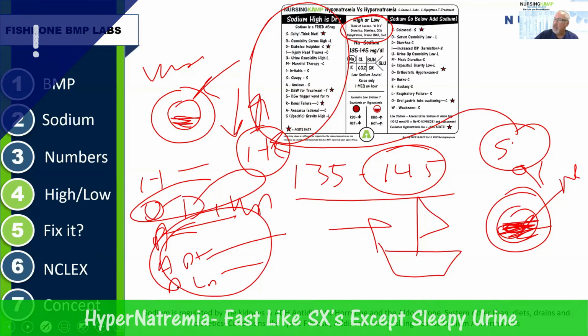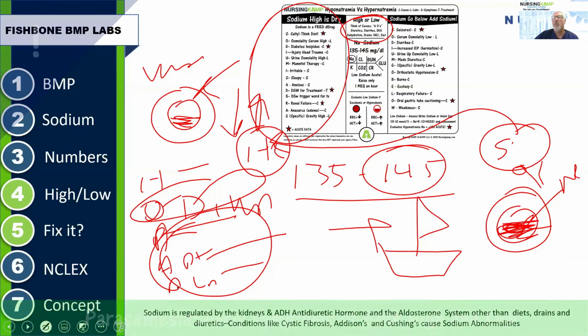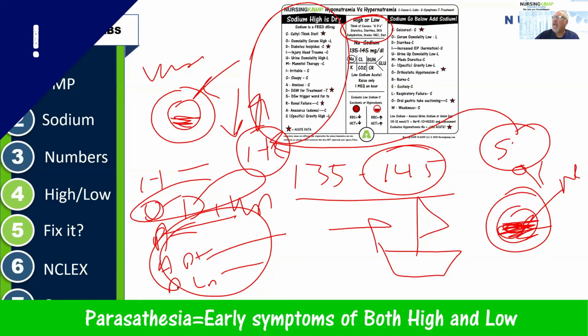Or sleepy. They start to get sleepy, because it has to do with sodium and potassium and calcium, because they all relate together. That's all about contractility. So when we have problems with sodium, the person gets really lethargic or sleepy.